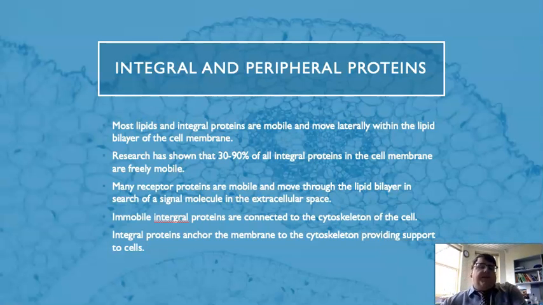Most lipids and integral proteins are mobile. They'll move laterally within the lipid bilayer of the cell membrane, so back and forth along lines like that. And research has shown that between 30 to 90% of all integral proteins are freely mobile. Many receptor proteins are mobile. They'll move through the lipid bilayer to search for signal molecules in the extracellular space to help the cell bond and connect to them. Immobile integral proteins are also available though, and they connect to the cytoskeleton of the cell and help anchor the membrane to the cytoskeleton to provide structural support.